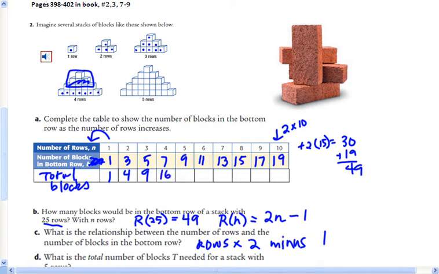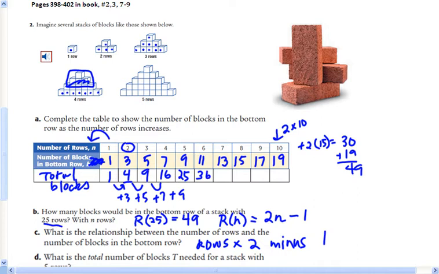And I'm starting to see a pattern here. It seems to me that if I multiply the number of rows by itself, I get my total number of blocks. 3 times 3 is 9, 4 times 4 is 16, 5 times 5 is 25. Otherwise, the other way you could look at it is you're adding 3, then you're adding 5, then you're adding 7, and plus 9, and so on.